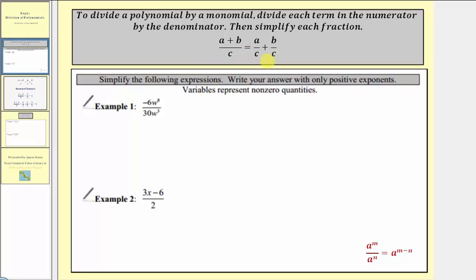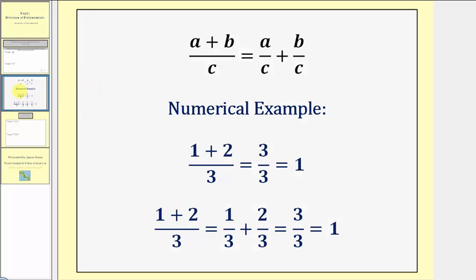And let's verify this actually works. If we let a equal 1, b equal 2, and c equal 3, we would have this expression here. If we simplify this using the order of operations, there would be implied parentheses around the numerator here, so we'd find this sum first. 1 plus 2 equals 3, so this simplifies to 3 divided by 3, which equals 1.